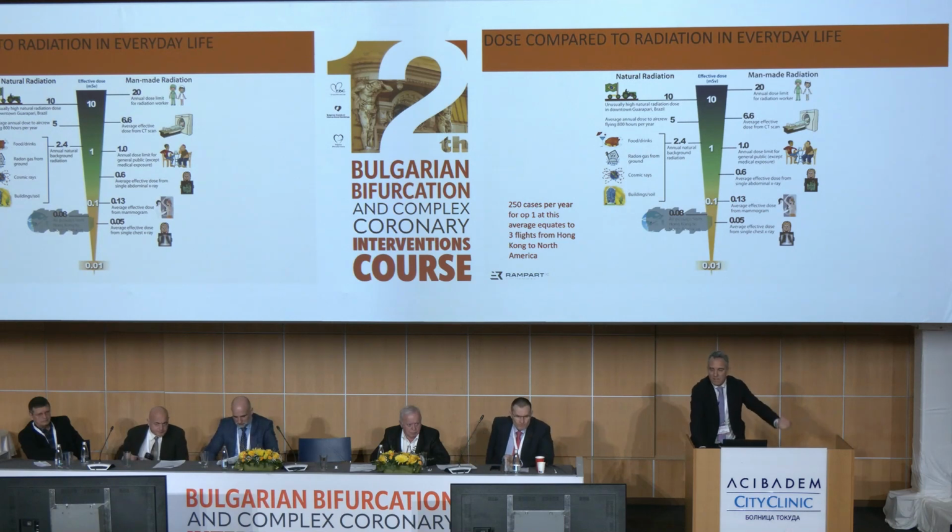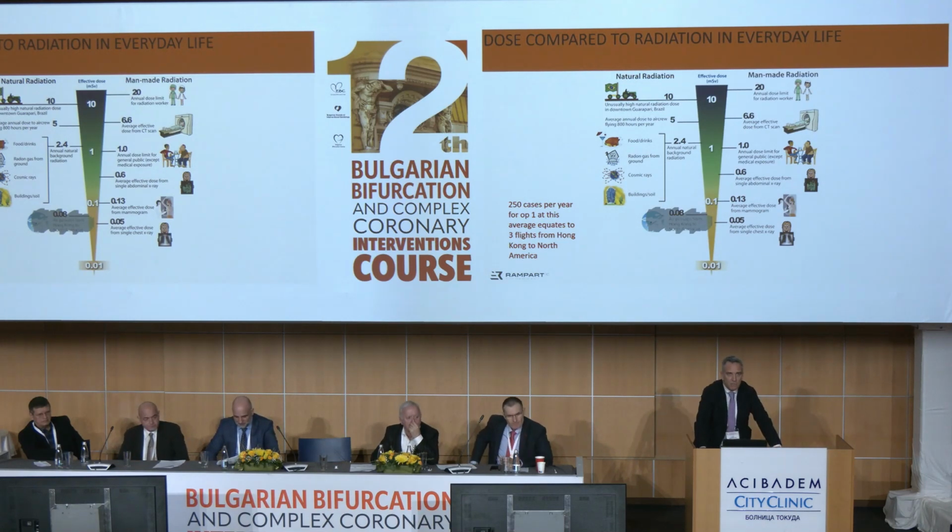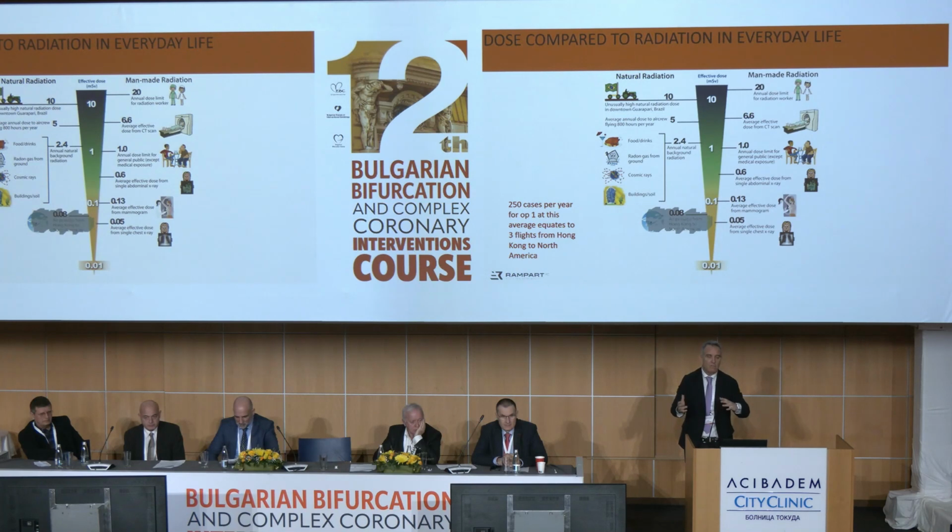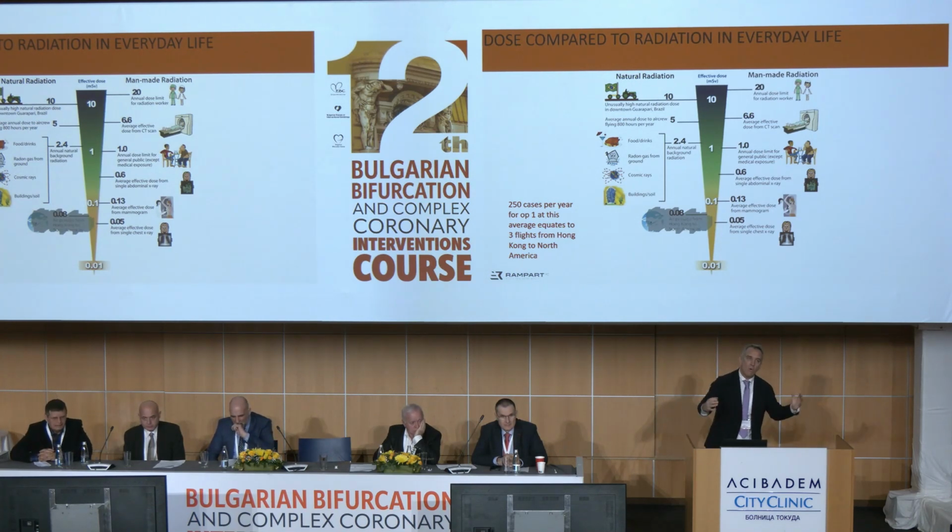So you can see here in the scheme how much radiation you can have, like natural radiation. The highest that we can get is like flying. When we fly transatlantic, we can get really a high amount of radiation. So 250 cases per year for this OP1. This average equates to 3 flights from Hong Kong to North America, which is, for us, doing 1 year. Maybe I do more flights than get the dose from what I do.